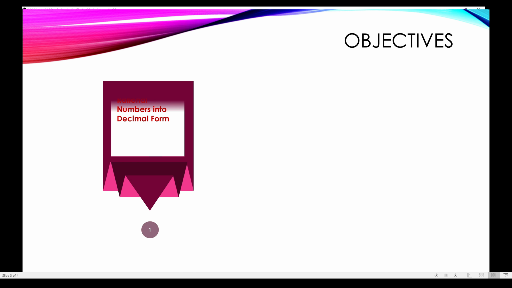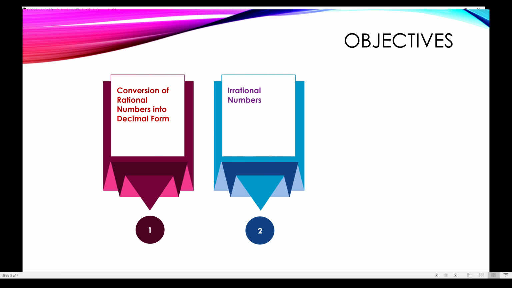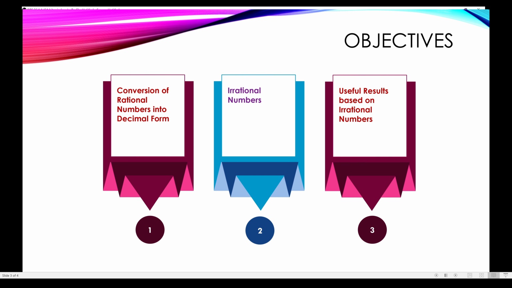Now the objective for today is conversion of rational numbers into decimal form and irrational numbers. We are also going to see some useful results based on irrational numbers. Let us begin. In the past class, we left at pure recurring decimal numbers.